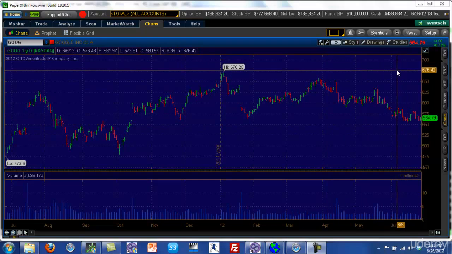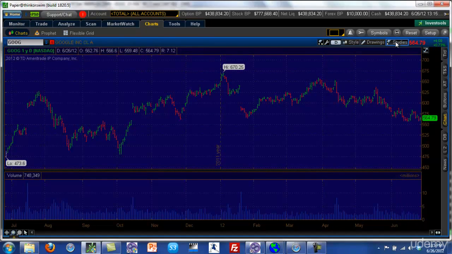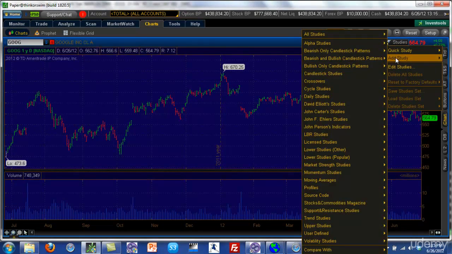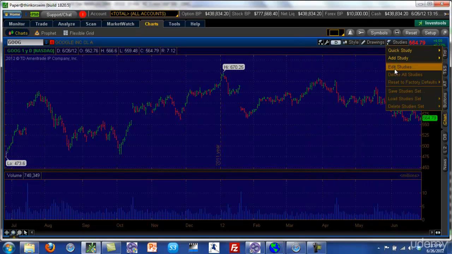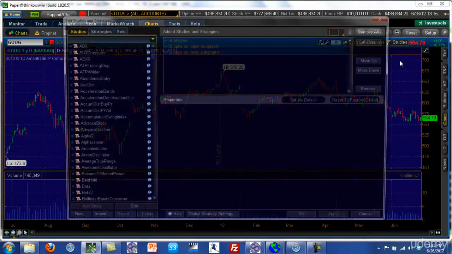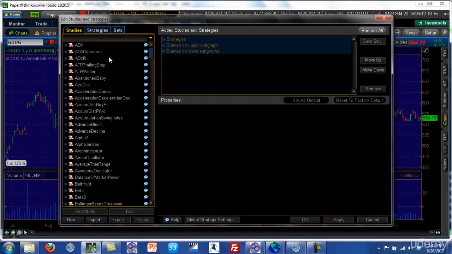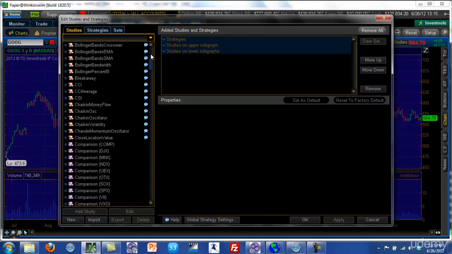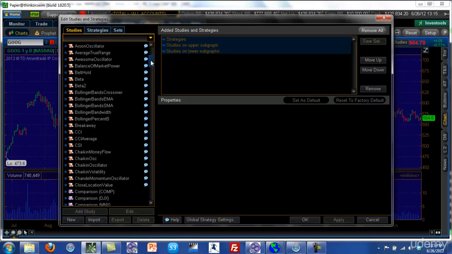So the way you activate any technical analysis tool on the Thinkorswim platform is you come into studies and then you say you want to add studies or edit studies. You can do either one. And here you can see there's a whole bunch of technical analysis tools. In fact, technical analysis has become a very extensive field. But what we're going to do is select the Bollinger Bands.